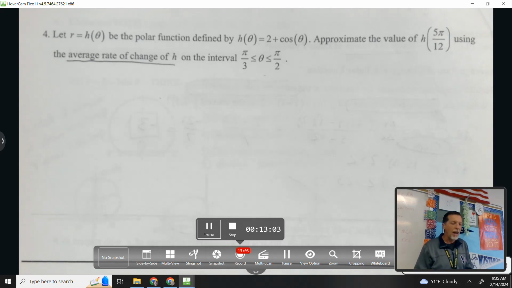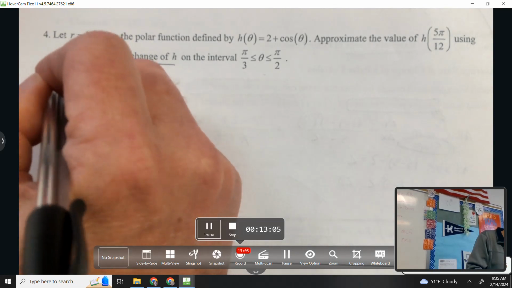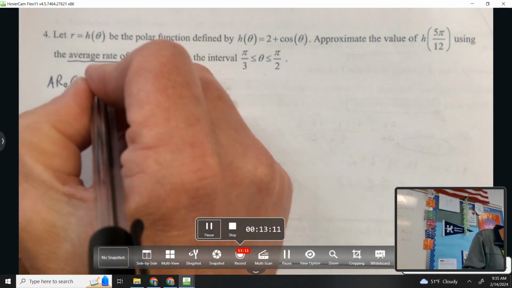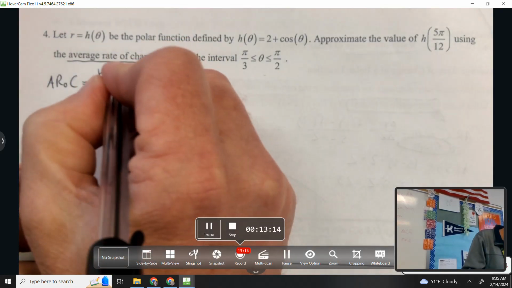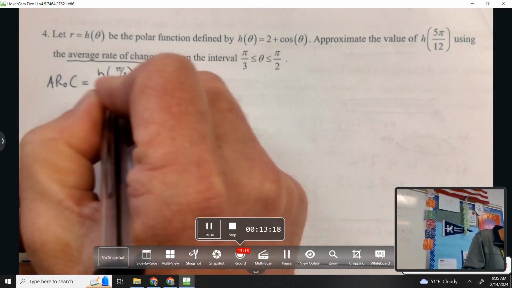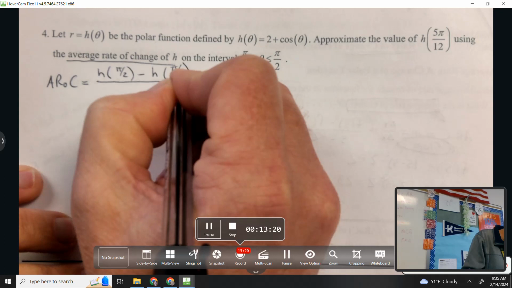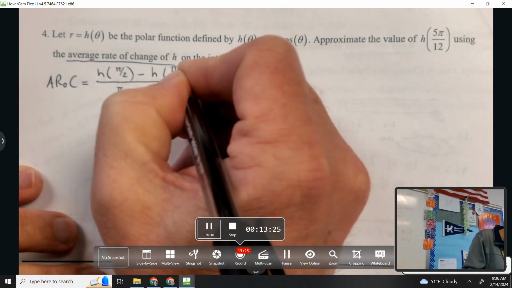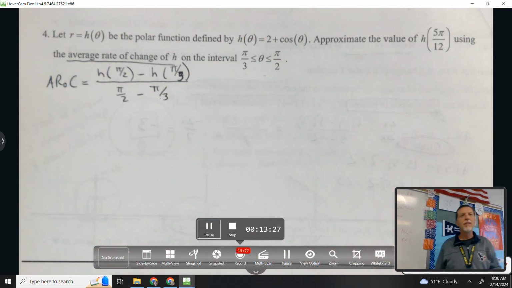So, average rate of change, that's the easy part. That's good old Algebra 1 slope. Again, it's not exactly the same thing here in terms of the graph, but it is sort of the same thing in terms of the formula. h of pi over 2 minus h of pi over 3 over pi over 2 minus pi over 3. Fractions, unit circle, all those old things that we're so good at.